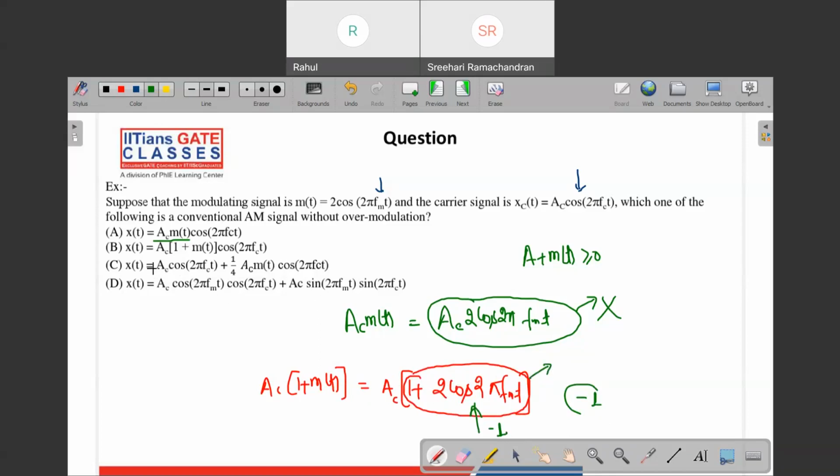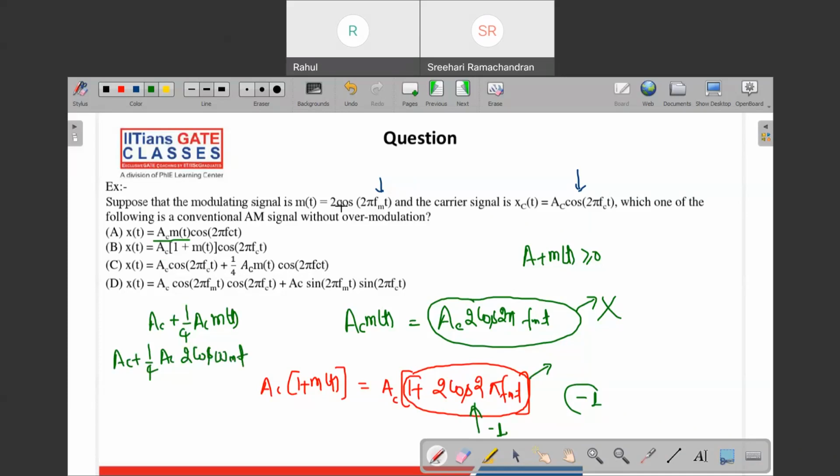The third option we have is Ac plus 1 by 4 Ac m(t) cos 2 pi fc t. So let's take the cos 2 pi fc t common, and after taking it common, we get the envelope as Ac plus 1 by 4 Ac into m(t). You can write it as Ac plus 1 by 4 Ac, and m(t) you can write as 2 cos omega m t.